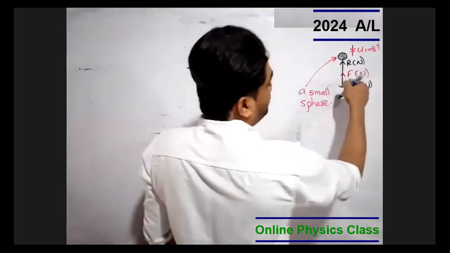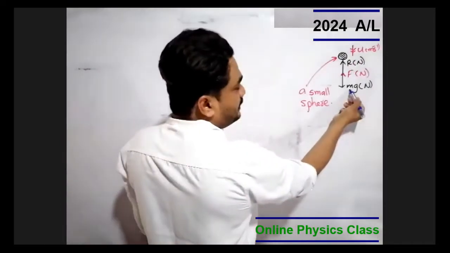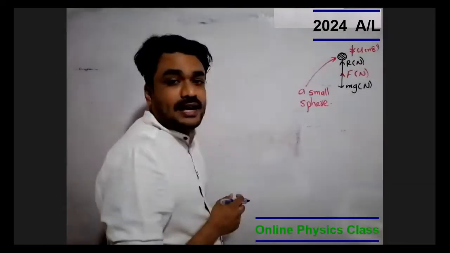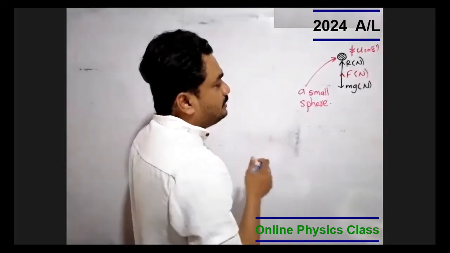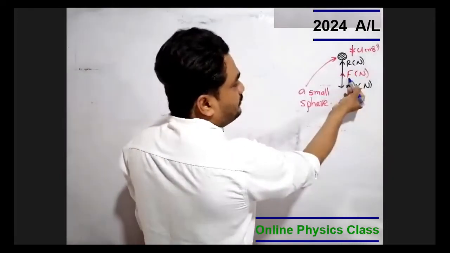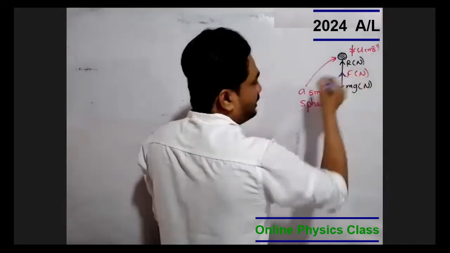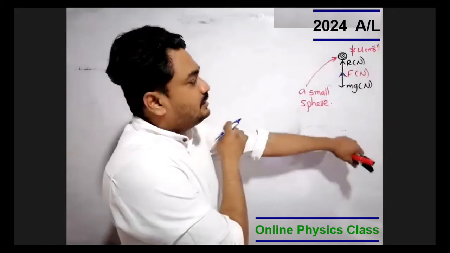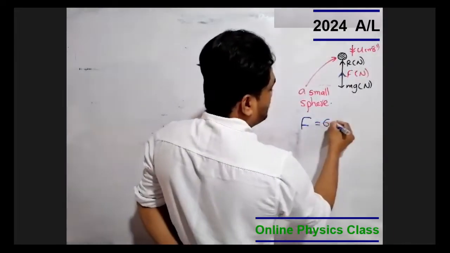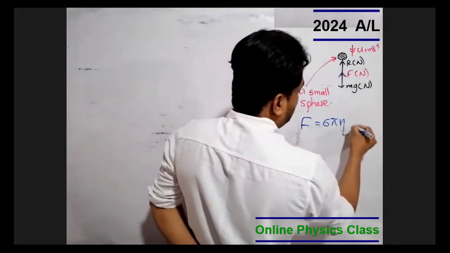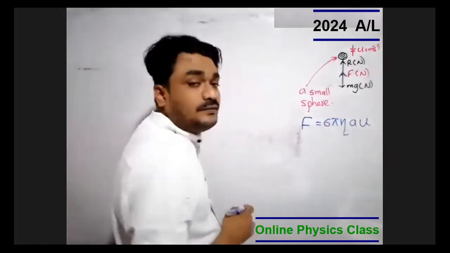Normally in O levels we learn the weight of the sphere, the normal reaction, the upthrust, Archimedes' principle. Here, the new thing that we learn in advanced level is the friction force given by the fluid. I have marked it as capital F. This viscous friction force can be found by the equation 6 pi eta a u, where u is the velocity and a is the radius of the sphere.